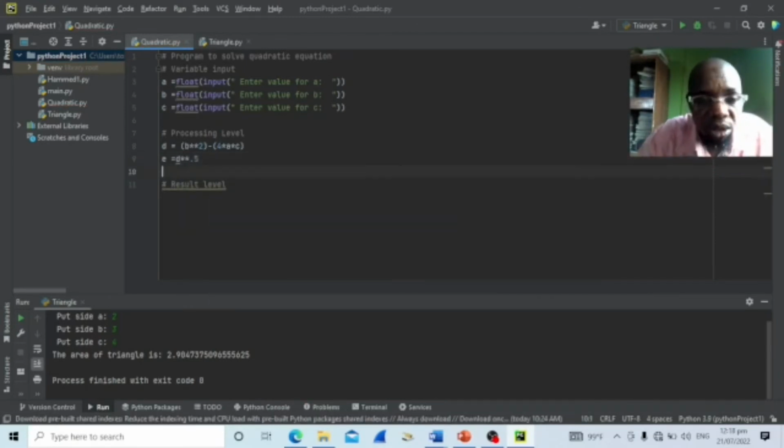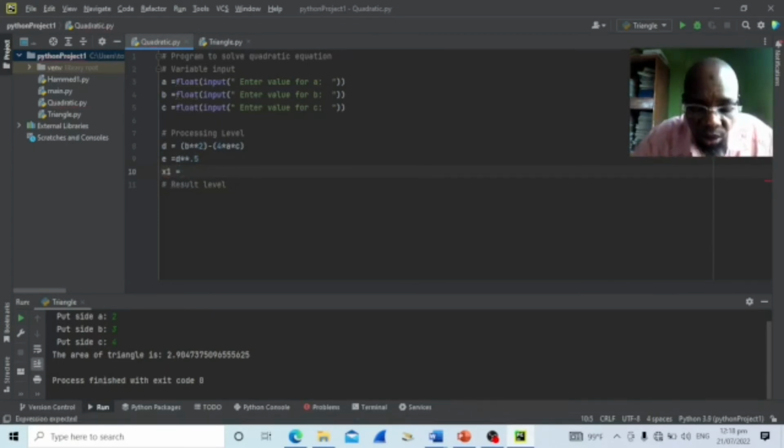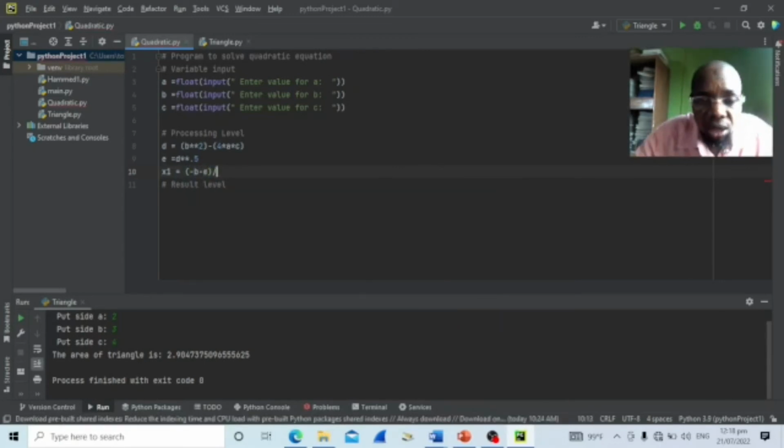Then the next one is our x1. What is our x1 going to be? Our x1 is going to be minus b minus, we use minus first, minus b minus e, divided by open bracket 2 asterisk a.